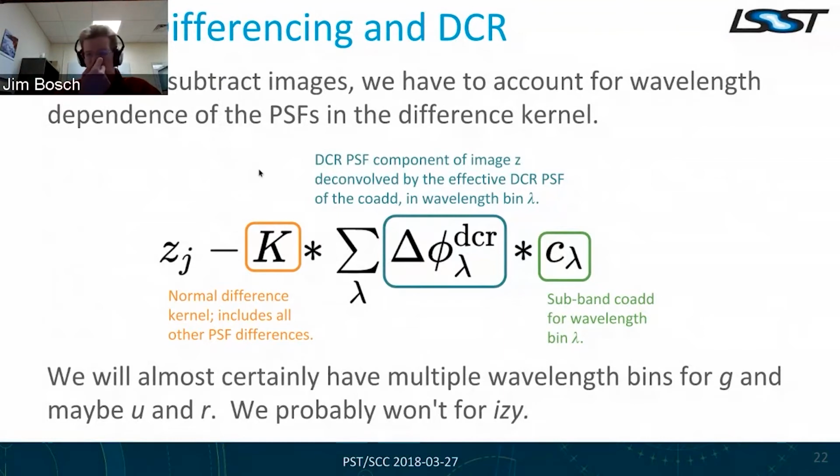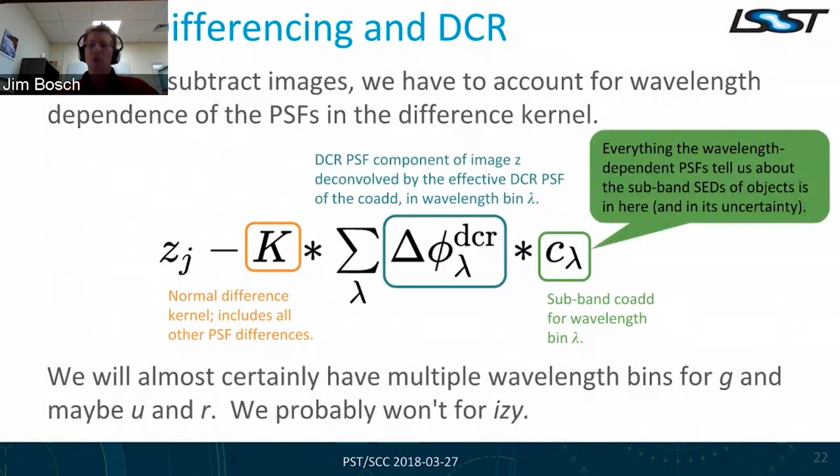It's worth pointing out that this is primarily for DCR. And that means we're going to focus this work on the bands where we have DCR. So we will almost certainly have multiple wavelength bands inside the G band. We might have it for U and R band as well. We probably won't for IZY, where the DCR is really negligible.